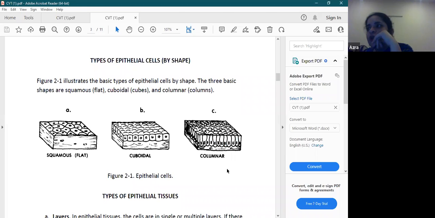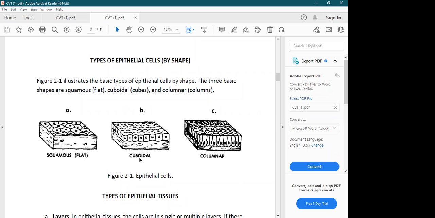Epithelial cells according to their epithelial tissues. In epithelial tissues, the cell is only a single layer, right? This one. Understand? Yes, ma'am. Understand?